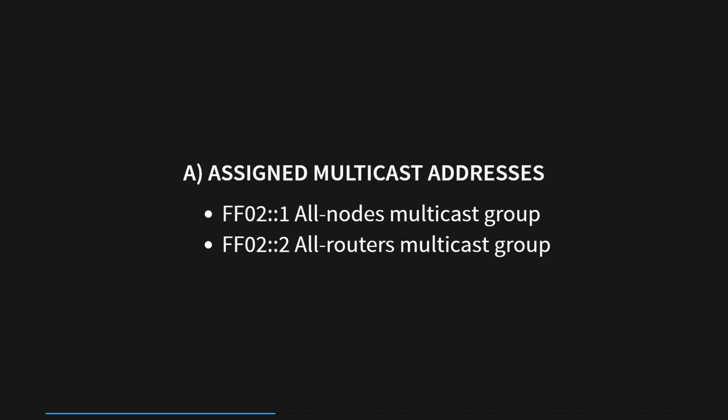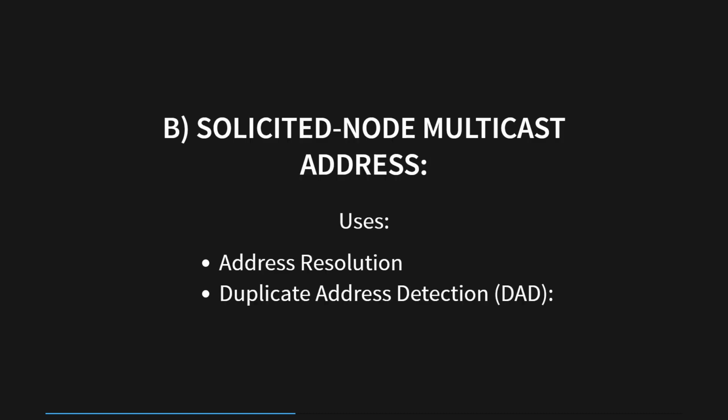For example, IPv6-enabled devices send ICMPv6 router solicitation (RS) messages to the all routers multicast address requesting an RA message. Solicited node multicast is a mechanism used in IPv6 to perform address resolution and duplicate address detection. It involves the use of special multicast addresses called solicited node multicast addresses.